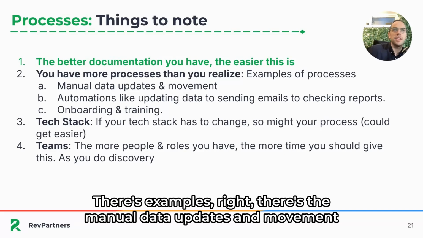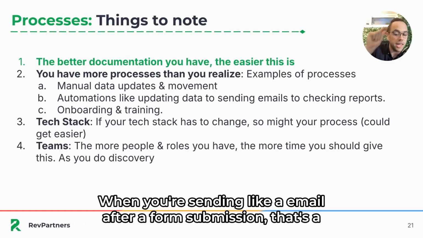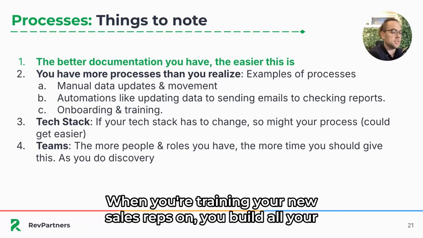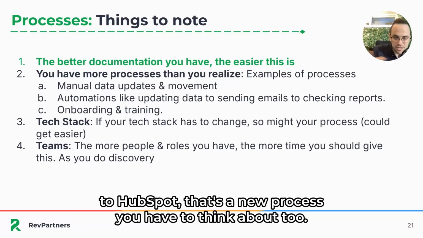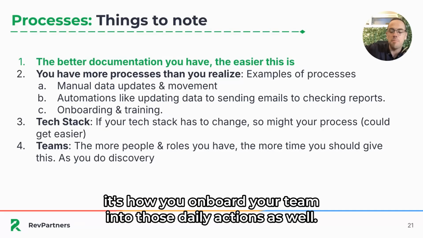There are examples, right? There are the manual data updates and movement of deal stages to automations. When you're sending an email after a form submission, that's a process you have to think about. And then we have onboarding and training. When you're training your new sales reps and you built all your documentation around coming into Salesforce and you're moving to HubSpot, that's a new process you have to think about too. So it's not just the processes of how you do the daily actions, it's how you onboard your team into those daily actions as well.